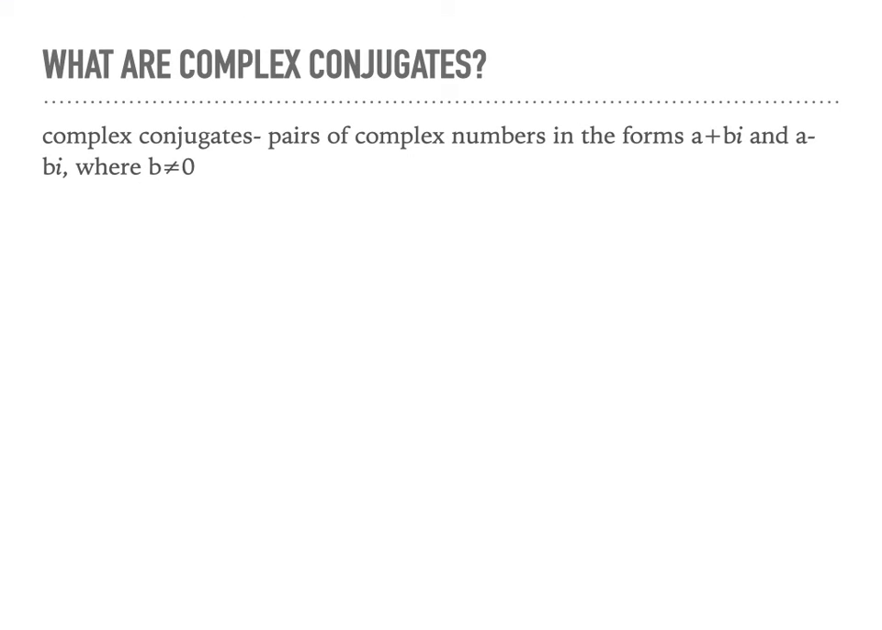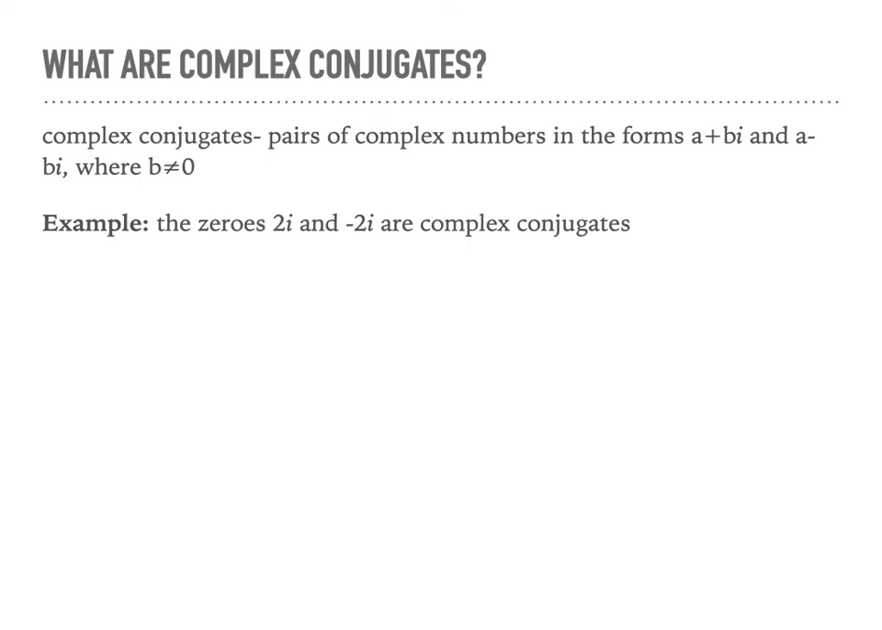Well, complex conjugates are pairs of complex numbers in the form of a plus bi and a minus bi, where b does not equal 0. Remember that i is the imaginary number and i equals the square root of -1. For example, the zeros 2i and negative 2i are complex conjugates.